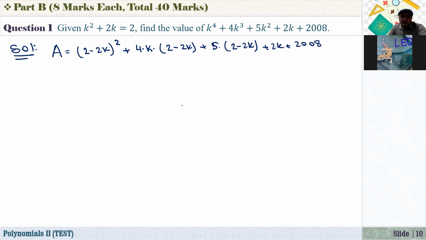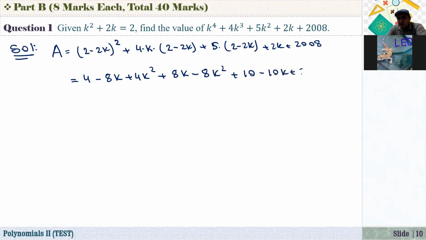Okay. So now if we just actually expand these things, what do we have here? Here we have 4 minus 2 times 2, 4 times k, so here we have 8k plus 4k squared. Plus 4k times 2, it is 8k minus 8k squared. Next one, here we have 10 minus 10k plus 2k plus 2008.